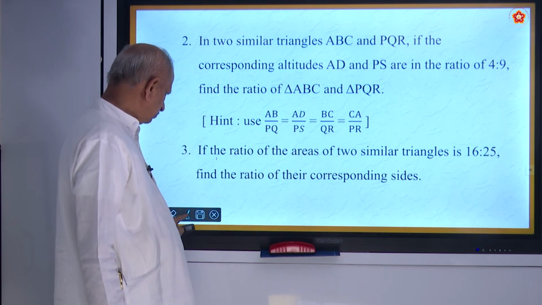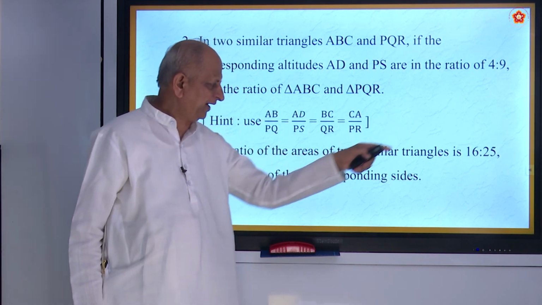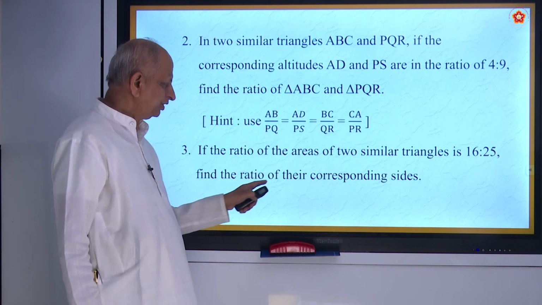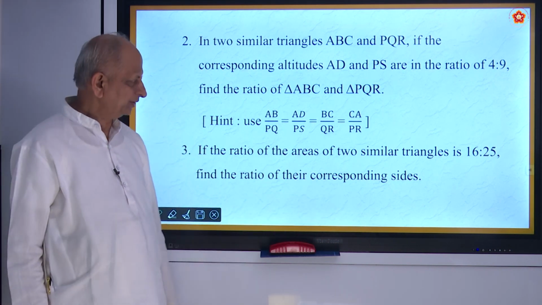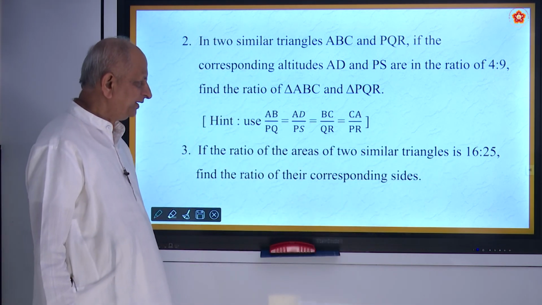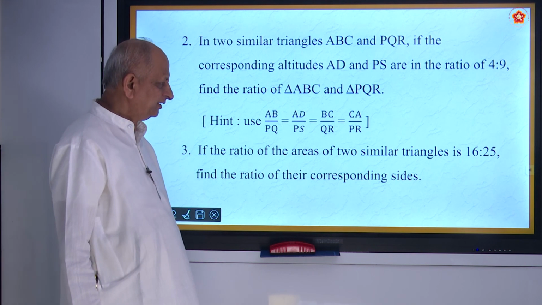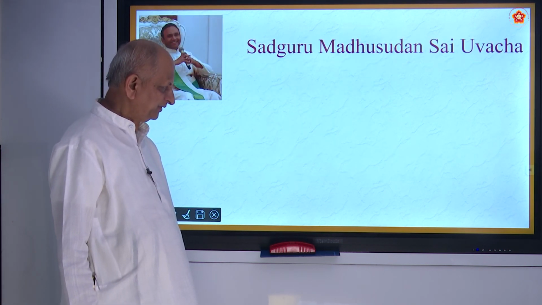Now comes the next question. If the ratio of the areas of two similar triangles is 16:25, find the ratio of their corresponding sides. So, areas are given in the ratio. Find the corresponding sides.